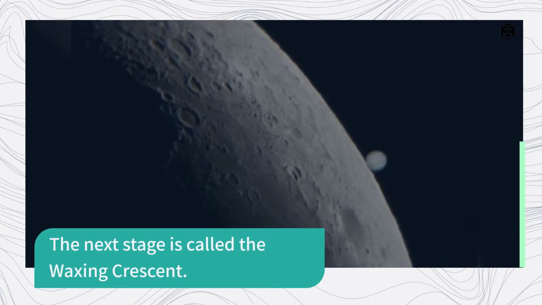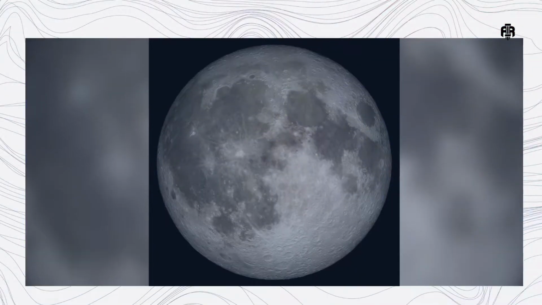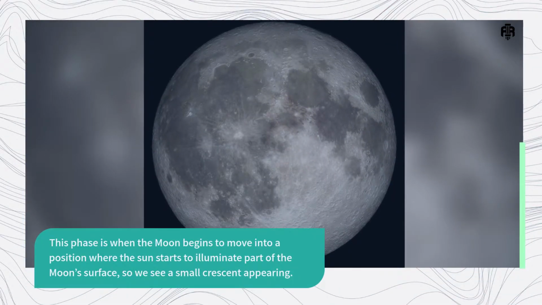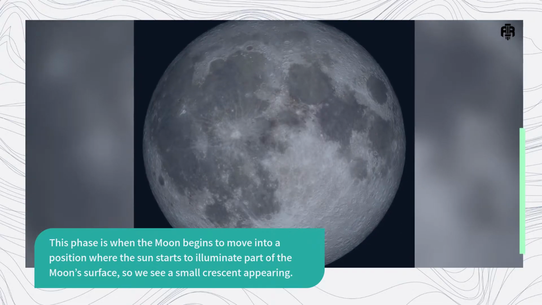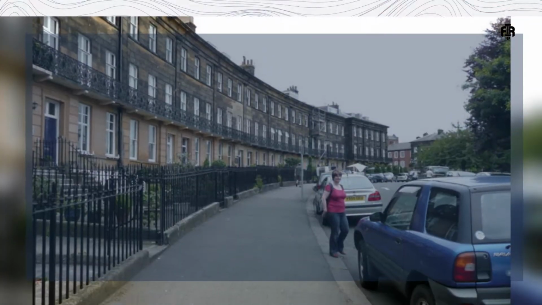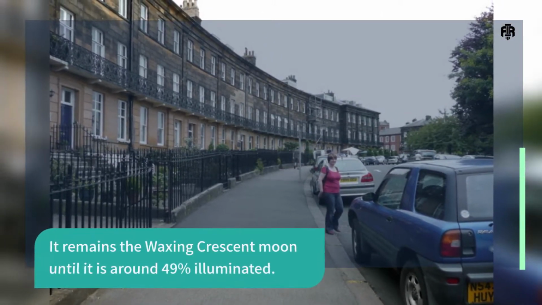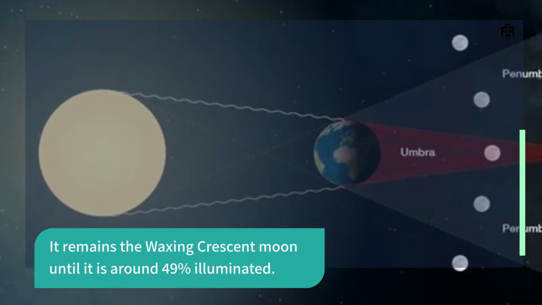The next stage is called the waxing crescent. This phase is when the moon begins to move into a position where the sun starts to illuminate part of the moon's surface, so we see a small crescent appearing. It remains the waxing crescent moon until it is around 49% illuminated.